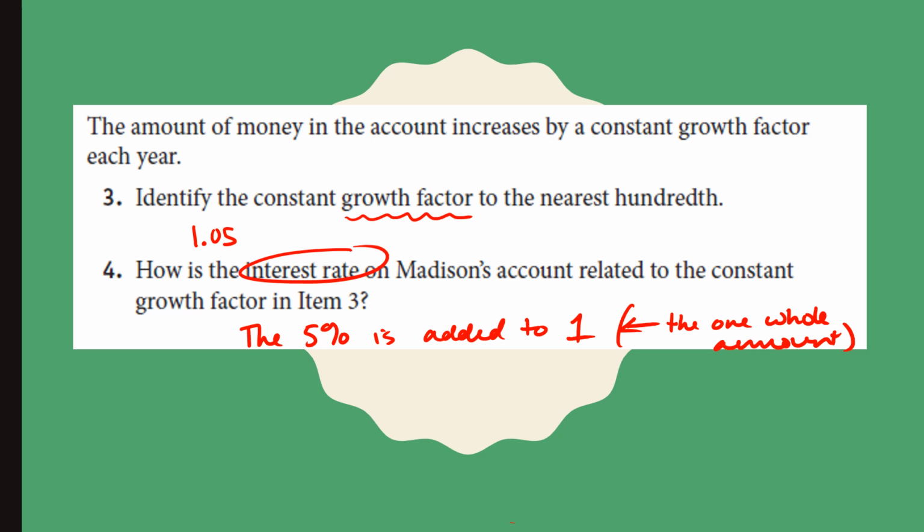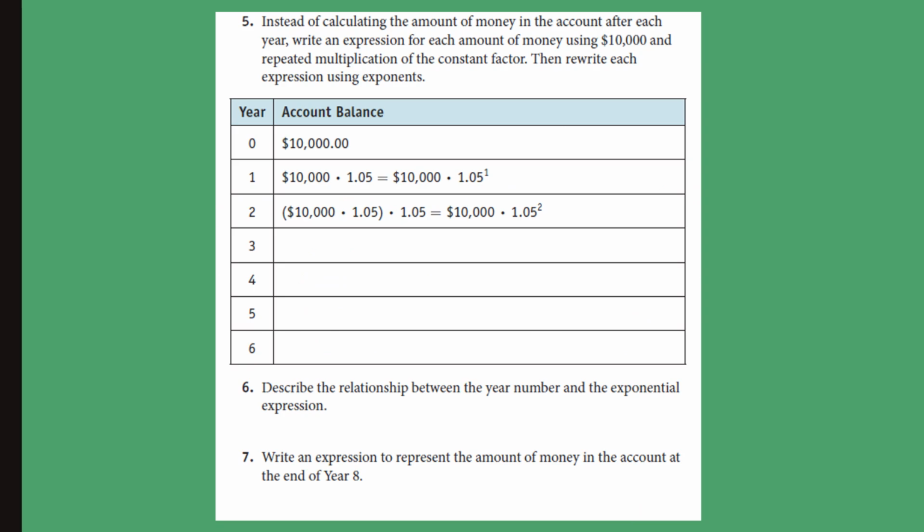So the interest rate, which was 5%, is added to 1 in order to give the growth factor. All right, so now instead of calculating the amount of money in the account after each year, we're going to write an expression for each amount of money using 10,000 and repeated multiplication of the constant factor. Then they want us to rewrite the expression using exponents.